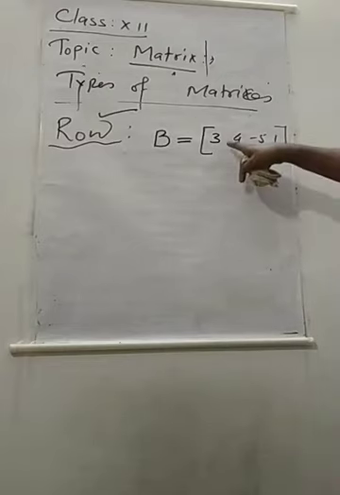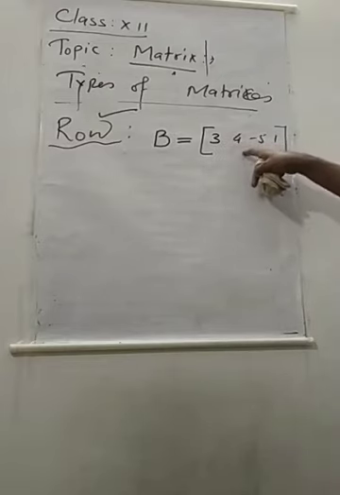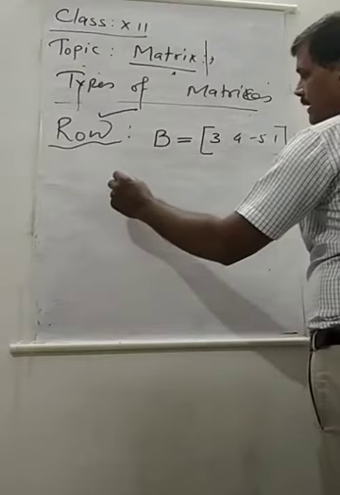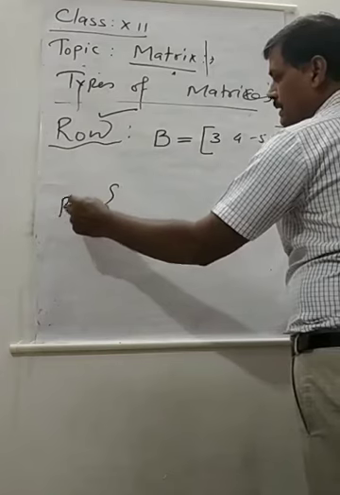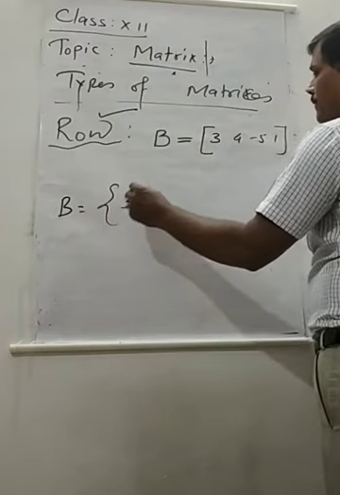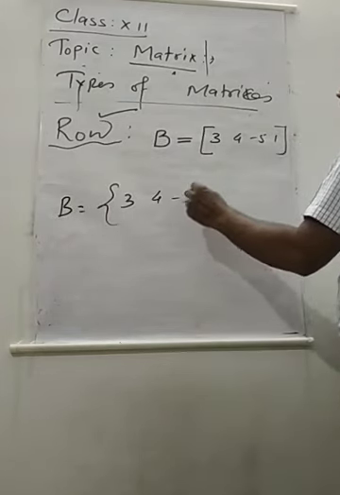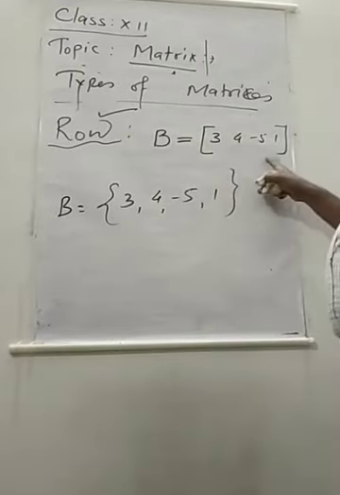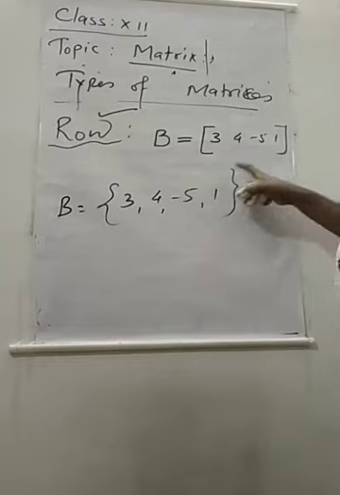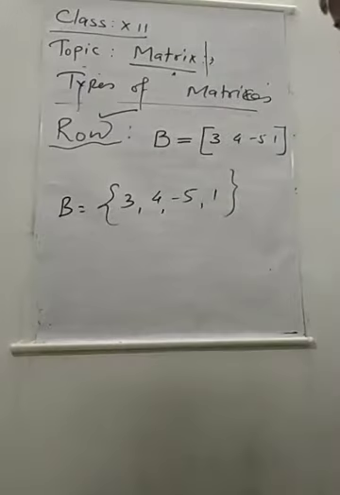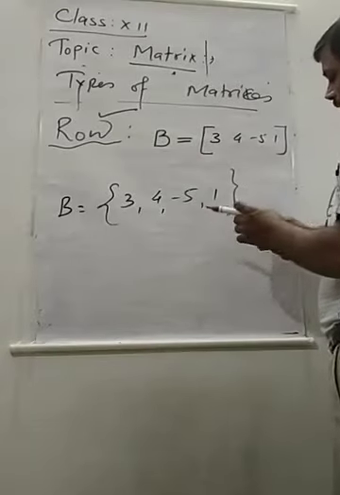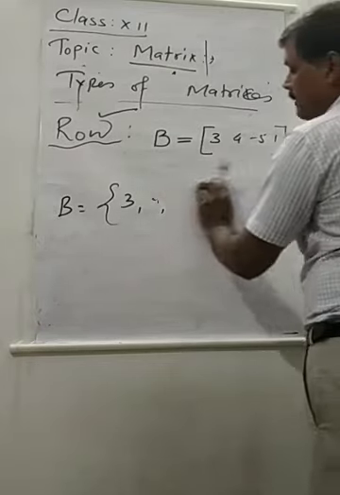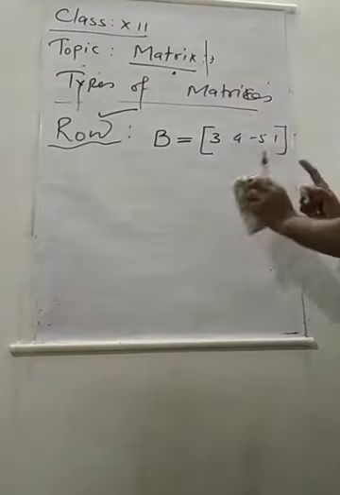We don't put comma in between the elements. Be very clear. Remember, in set theory, suppose it could be a set taught in class 11th, if it would have the elements 3, 4, minus 5, 1, you would put the commas in between. But in matrix, it is not to be used. Commas are not to be used. Be very clear in symbols in maths, because symbols are very important in mathematics. So commas are not to be used.